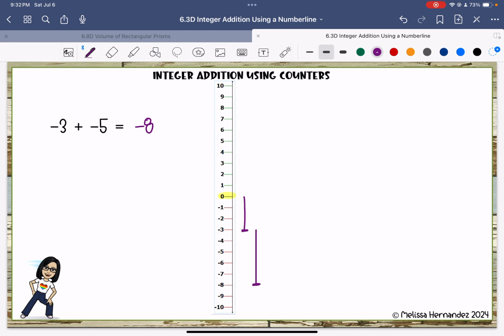I really like to connect these problems to owing money. If you borrowed $3 from someone and then the very next day you borrowed $5 more, well, you now owe them 8. However, it's easier to see it too on a number line.